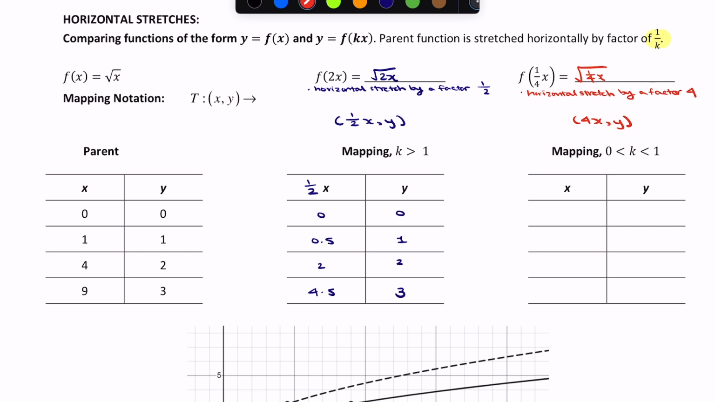If our k value is between 0 and 1, here in this example, we have 1 over 4 as our k value. Here we see that it would be multiplied by 4 in terms of the x value. So here we have 0, 4, 16, and 36. And our y values stay the same. So here they're 0, 1, 2, 3.